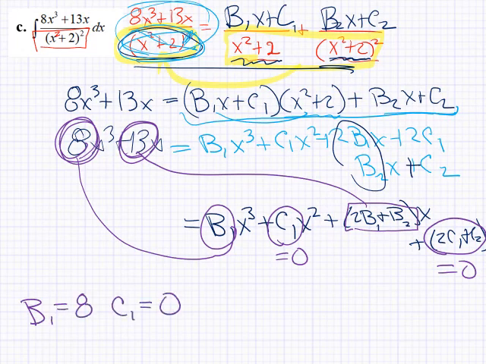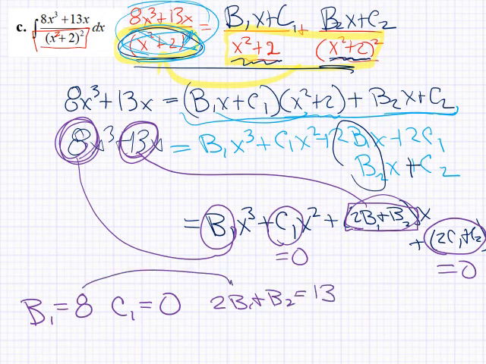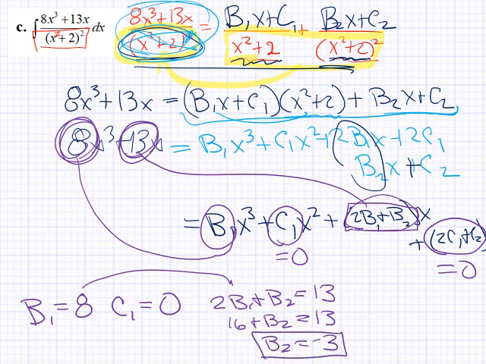2b1 plus b2 has to equal 13, but I already found out that b1 equals 8, then that tells me that 16 plus b2 has to equal 13, which tells me that b2 would have to be negative 3. And finally, this tells me that 2c1 plus c2 has to equal 0, and if c1 equals 0, then c2 has to equal 0.